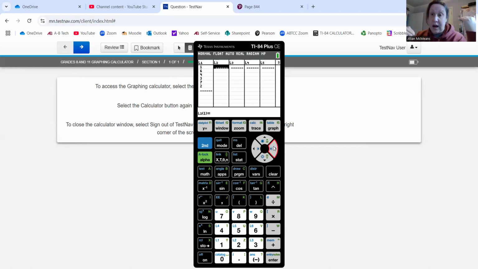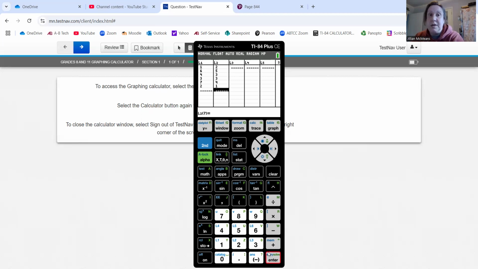So in this case, when X was 1, Y was 2. When X was 6, Y was 5. When X was 4, Y was 3. When X was 3, Y was 3. When X was 7, Y was 4. And when X was 2, Y was 1. Okay, so we've input the data.